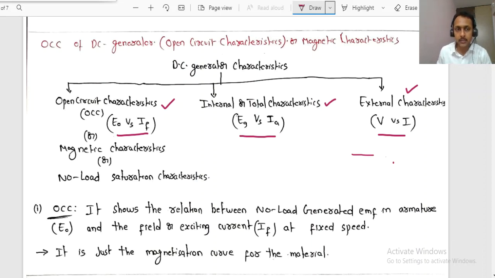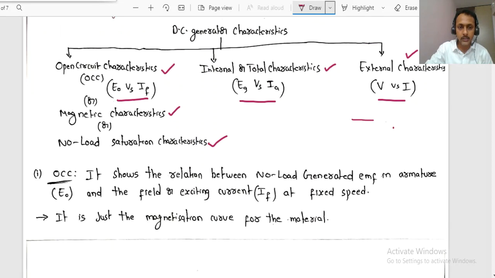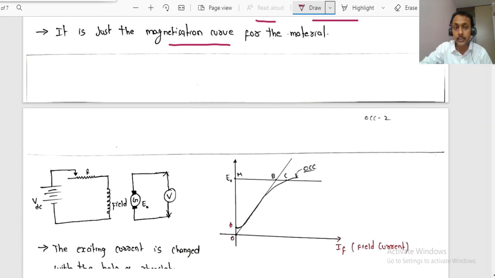But for your syllabus, we have only OCC, open circuit characteristics, whose other names are magnetic characteristics or no load saturation characteristics. These three names are okay, right? Now, if we observe the OCC, it shows the relationship between E naught and IF at fixed speed. Indirectly, it is just the magnetization curve for the material. How do you understand its meaning?